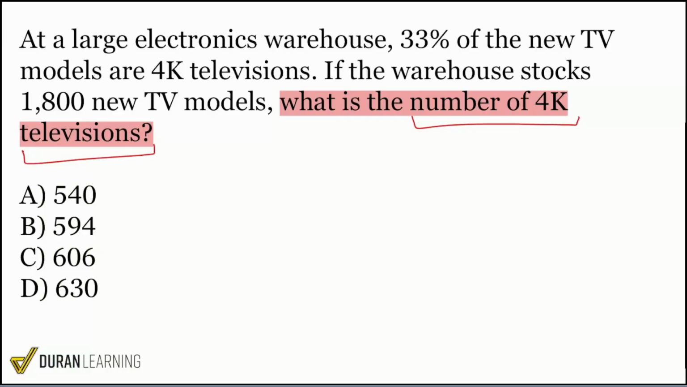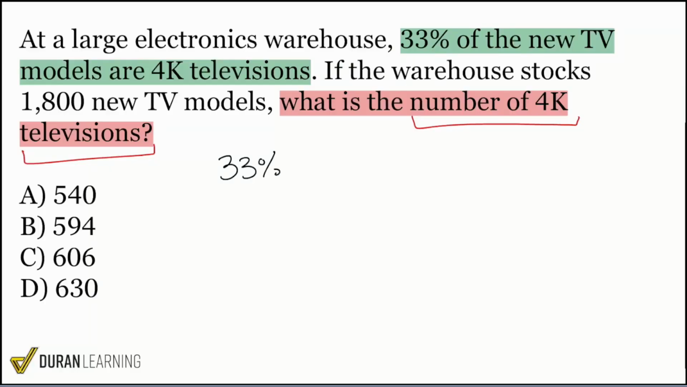And now let's read through the information. It says, at a large electronics warehouse, 33% of the new TV models are 4K televisions. So I'm just going to write that down. That's what we want to translate here. It says 33% of the new TV models, so 33% times new models equals those 4K TVs. So 33% represents the 4K TVs.